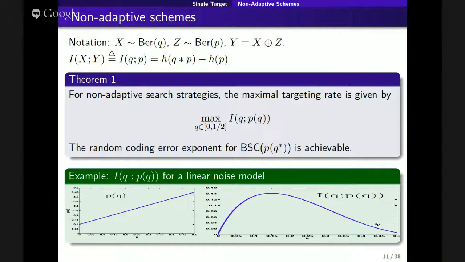And I'll try to give intuition why we get this expression. But before, what does it mean operationally? What does the maximal targeting rate mean? Yeah, okay, let's get intuition in the next few slides, to see why this targeting rate and everything depends on Q.